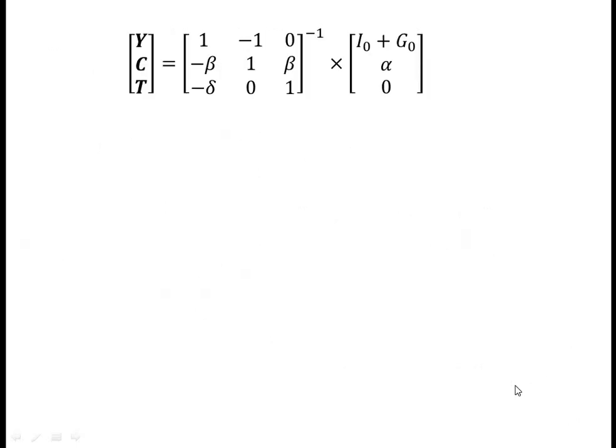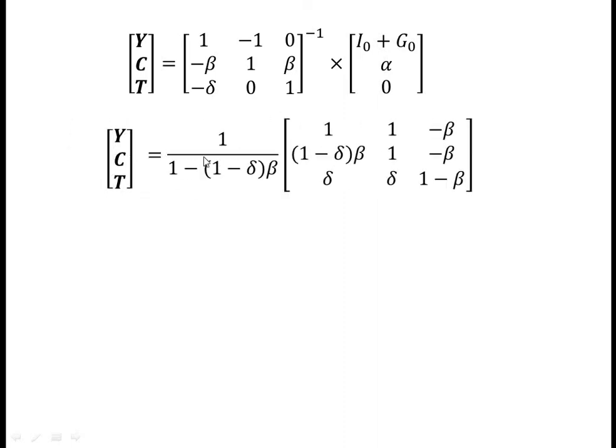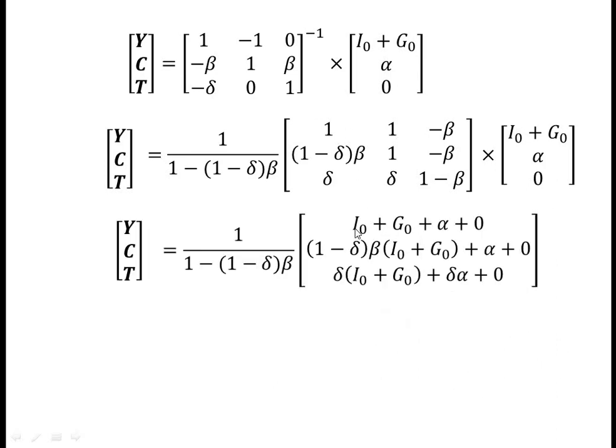Now in this matrix notation we put the inverse of this matrix, and after multiplying this with this column, multiplying the first row by this column we get I naught plus G naught plus alpha, and by the second row and this column we get 1 minus delta into beta into I naught plus G naught plus alpha, and multiplying the third row of this matrix with this column we get delta into I naught plus G naught plus delta alpha. After simplification, we get this matrix.